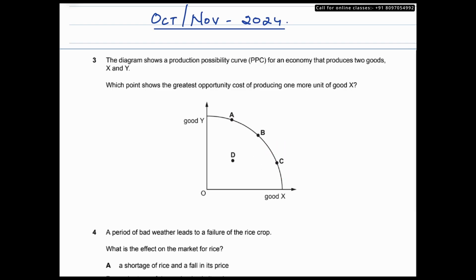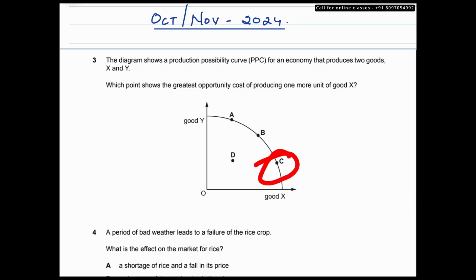Now why is C the correct answer? Let's take a look. The PPC curve is bowed outwards, which means that it is getting steeper from, let us say, around here. It is a little steeper in slope, correct? A steeper curve means as you move along the curve from point B onwards towards here, as you produce more of good X, you would want to give up more of good Y. That's what makes the opportunity cost of producing at point C a little higher than every other point.